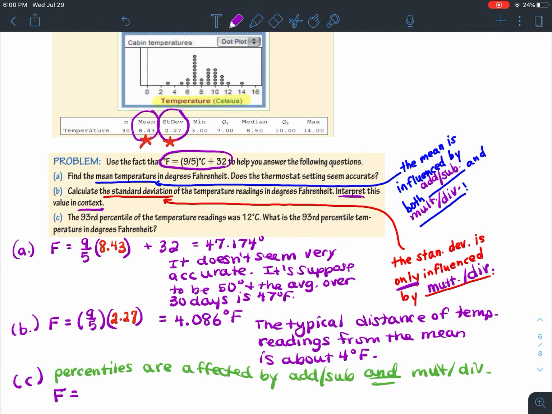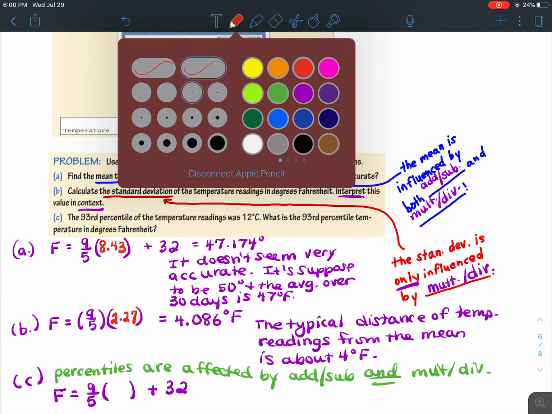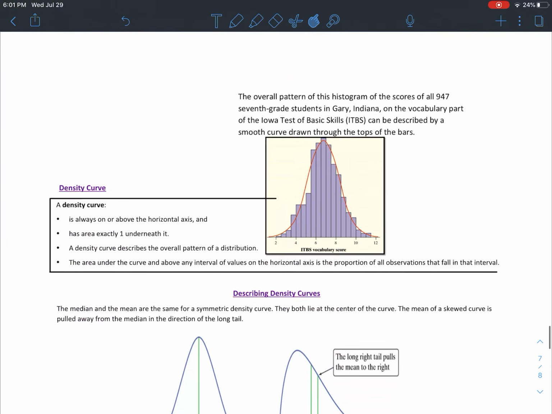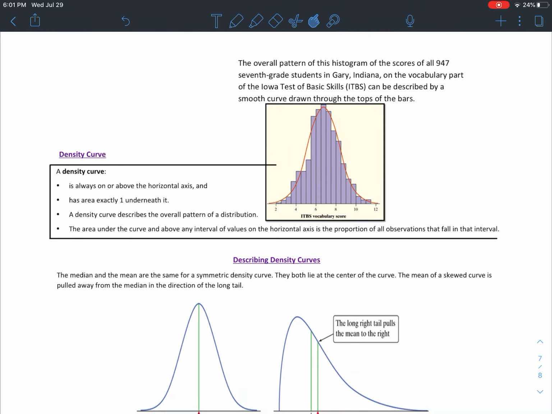So that means if I'm going to change the 12 degrees Celsius into what the 93rd percentile would be in Fahrenheit, I'm going to be interested in both multiplying it by 9/5 and adding the 32. Okay, and that would give me an answer of the new 93rd percentile is 53.6 degrees Fahrenheit. Okay, just a couple things to wrap up this section here.